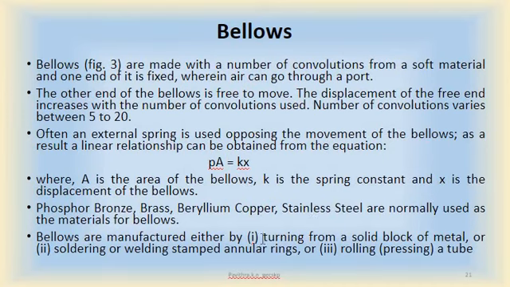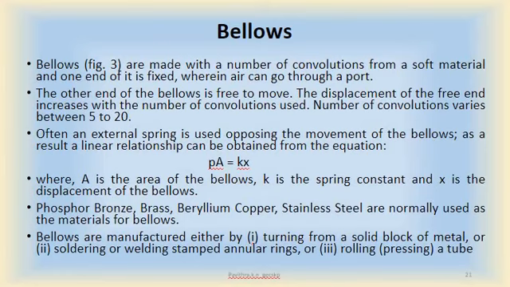So these are some of the methods by which these bellows are manufactured. First one, turning from a solid block of metal, or soldering or welding stamped annular rings. And third one, rolling or pressing a tube. Okay, bellows can be made by any of these three methods. And the materials used are these ones. So that is the measurement of pressure by means of bellows.